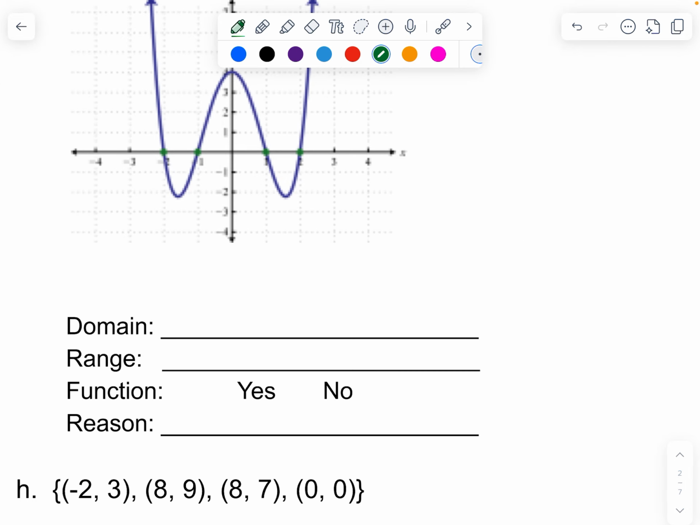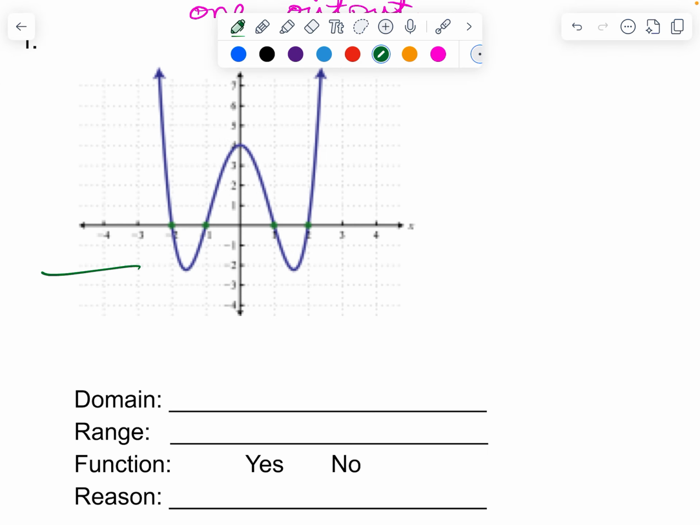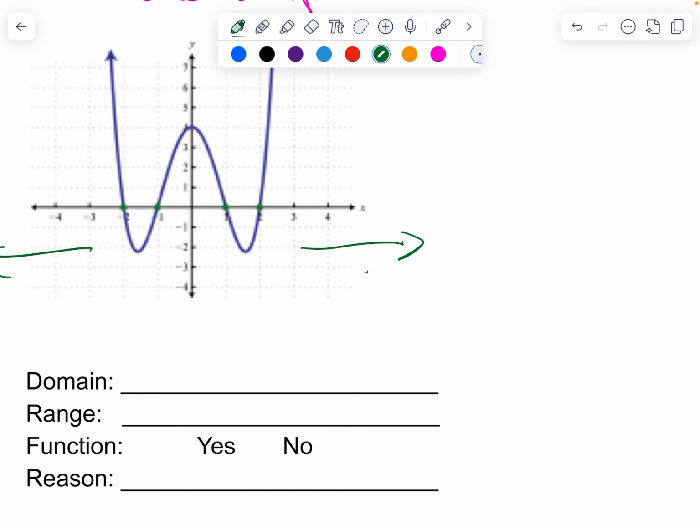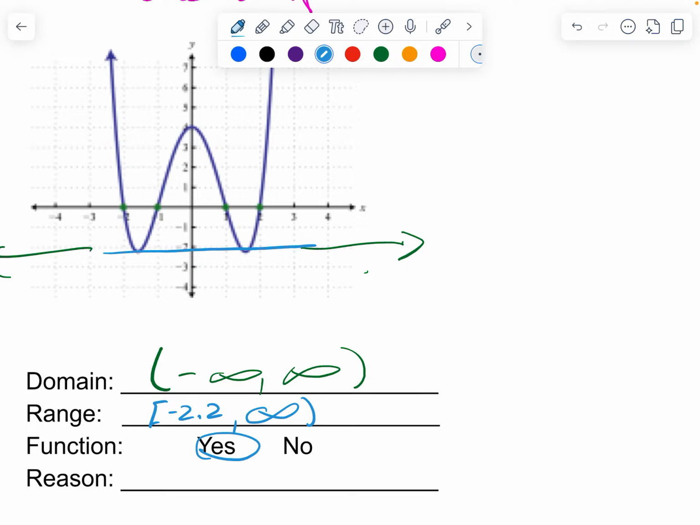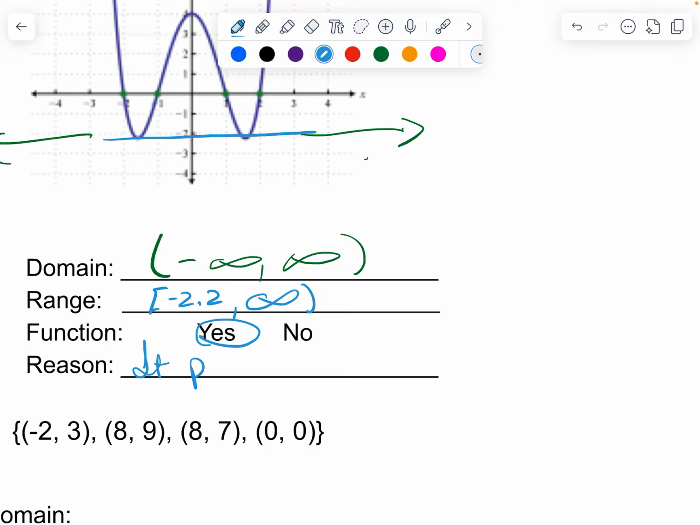This one, domain. So this is going to keep on going all the way this way, and all the way this way. So the domain on this is -infinity to +infinity, or all real numbers. The range, the smallest on this for the range is going to be here. And it's a little less than -2. So I'm going to guess what it is. I'm going to say -2.2. Yours doesn't have to be exactly the same as mine, but it goes up to infinity. Is this a function? It is. It passes the vertical line test.